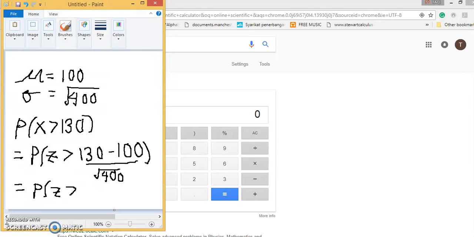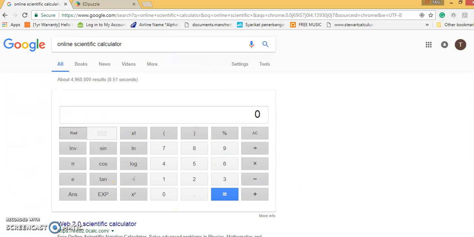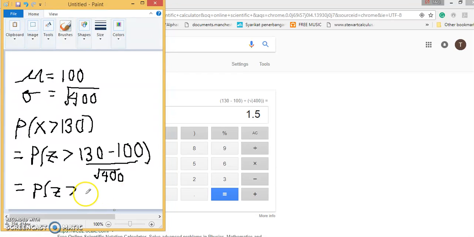Square root of 400 is, so we can directly use this. 130 minus 100 divided by square root of 400 is 1.5. So P(Z greater than 1.5).